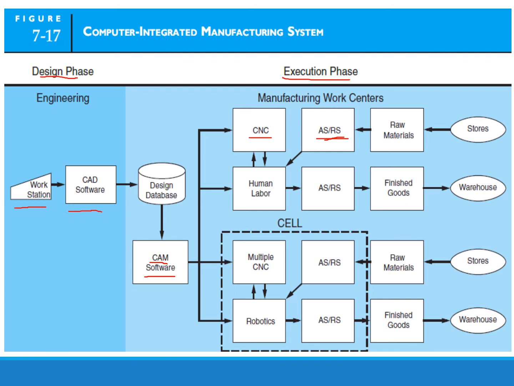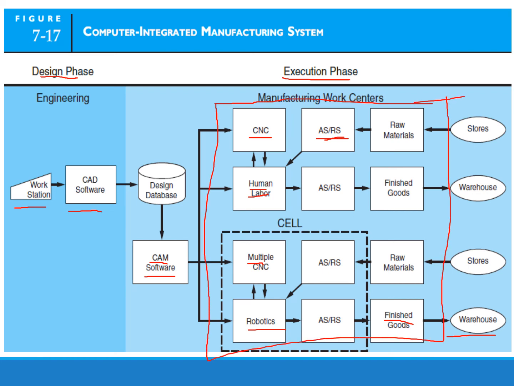And for sure we still need human labor, but in a very minimal way, for controlling the machines in some parts. Then we have the cell of machines here, the robotic, and we also have the raw materials and finished goods to deliver to the warehouse. So if you notice, all of this process is automated, mostly automated.